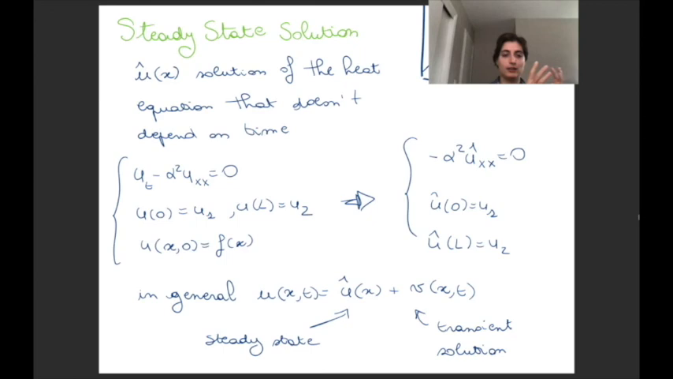Then we can say that u, our general solution, is equal to u hat plus v. u hat is the steady state solution, the one that solves the problem that we have just written down, and v is the transient solution. v depends on x and t, while u hat only depends on x.